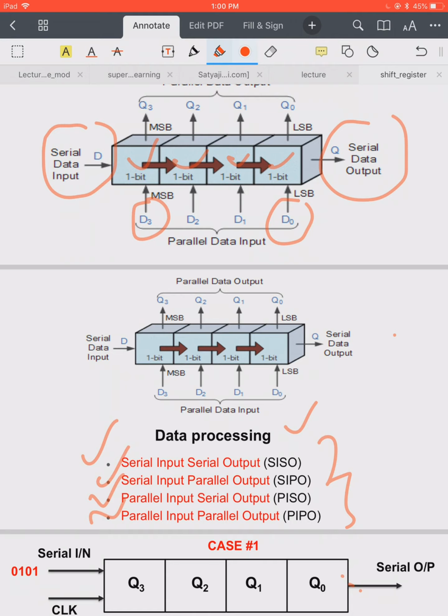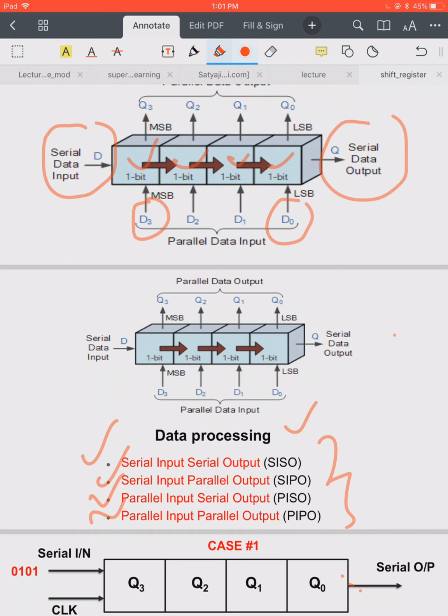Out of these 4 schemes, depending on the scheme, the data processing will be different in the sense of how many clock cycles will be required. So if I have a 4-bit register, how many clock cycles are required to process the data? Processing the data means first store it, and then read it out and use it.